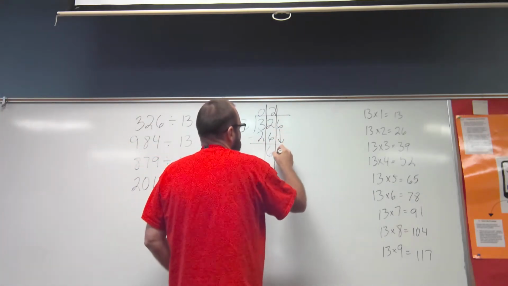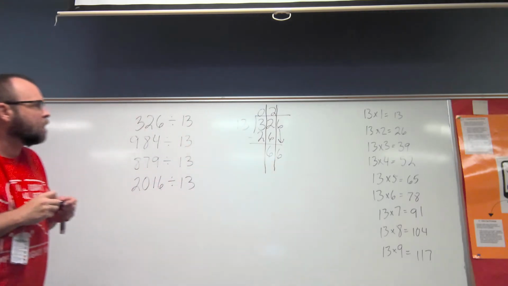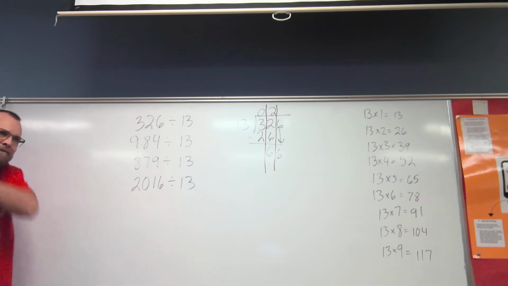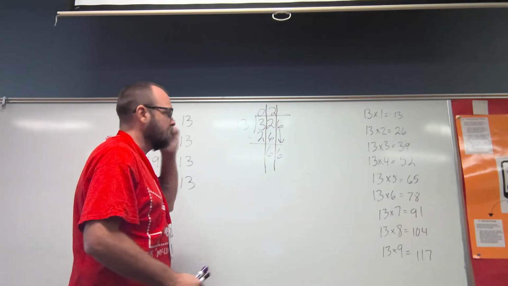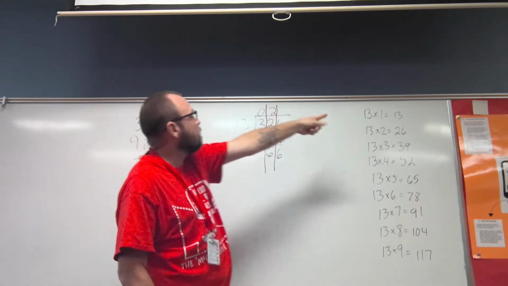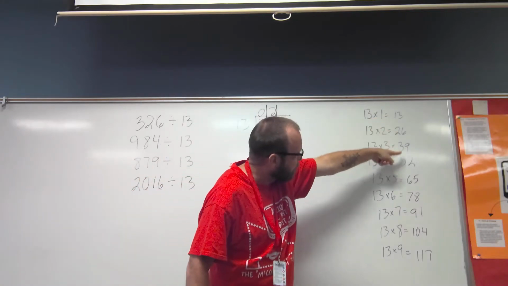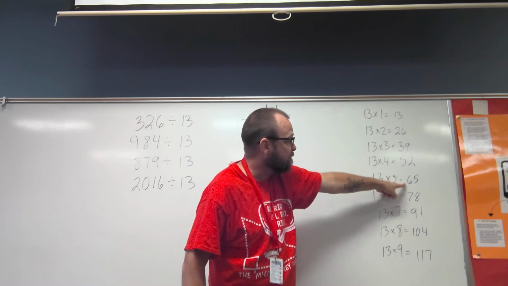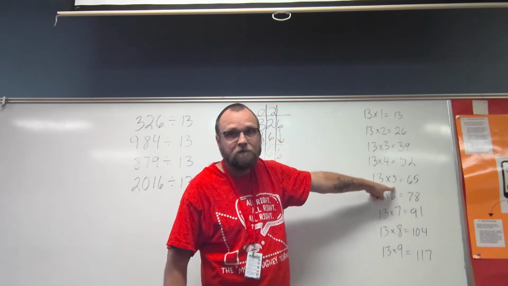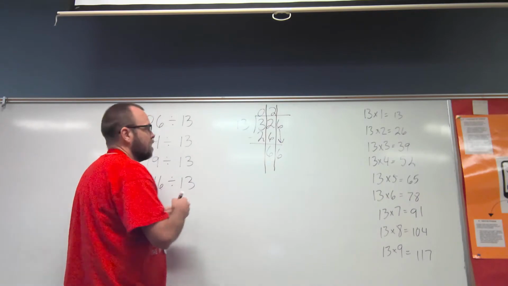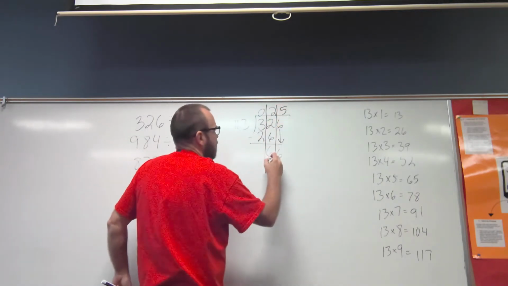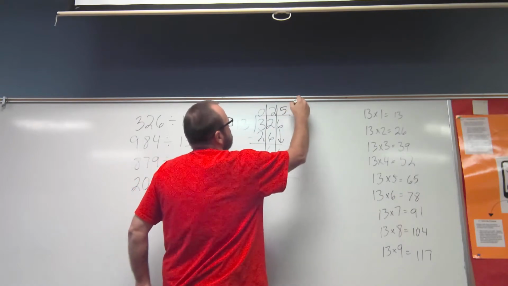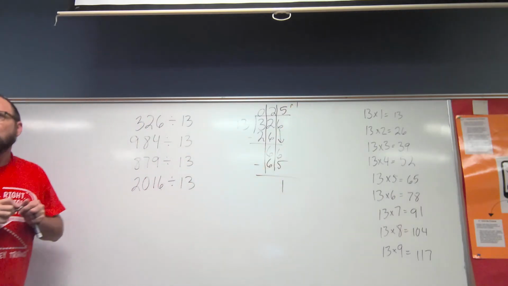I bring down my next number, and so now I have 66. Is 13 going to go into 66? Why, yes it is. So now I go back over here again. 13, 26, 39, 52, 65, 78. 78 is too big. So I'm going to have 65. So I have 13 times 5 is 65. So that 5 goes up here. I have 65. I subtract and I get 1. So now I have 25, remainder 1.